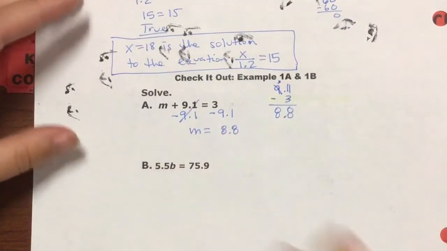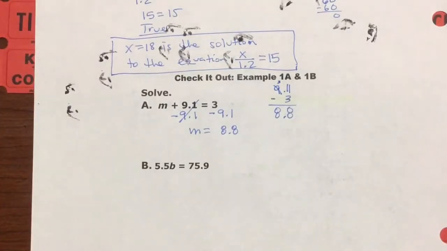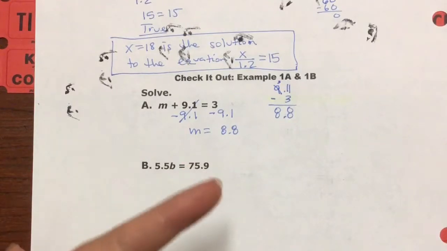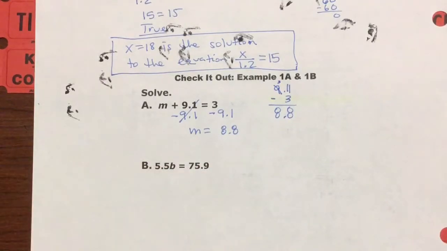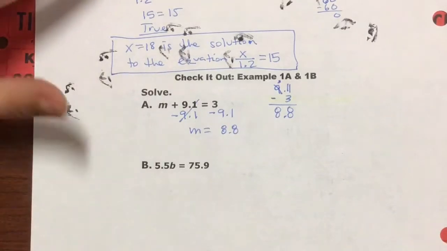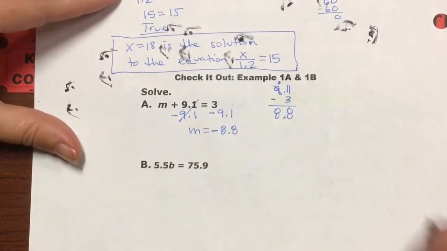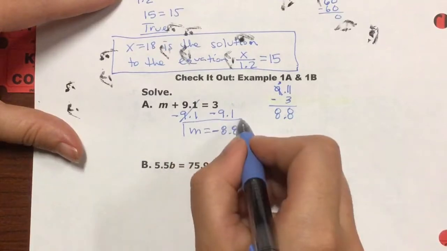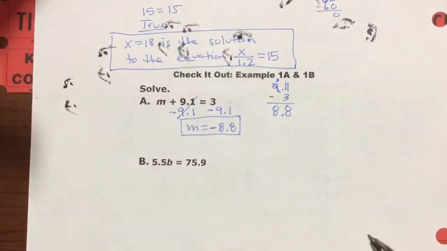Now what I'm going to ask myself is, which number is bigger? Is 9.1 bigger or is 3 bigger? Well, 9.1 is definitely bigger. And what's the sign of 9.1? 9.1 is negative. What that means is that my answer is going to be negative. So there we go. We have M equals negative 8.8.